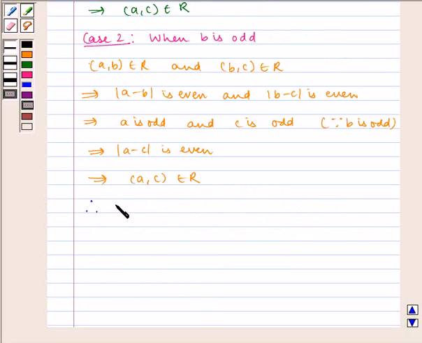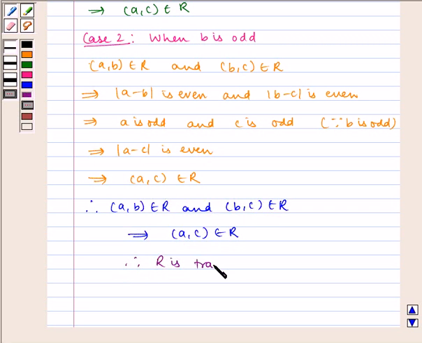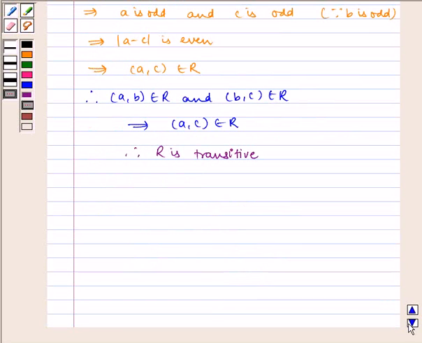Therefore, we have (a, b) belongs to R and (b, c) belongs to R, which implies (a, c) belongs to R. Therefore, R is transitive. And hence, R is an equivalence relation.